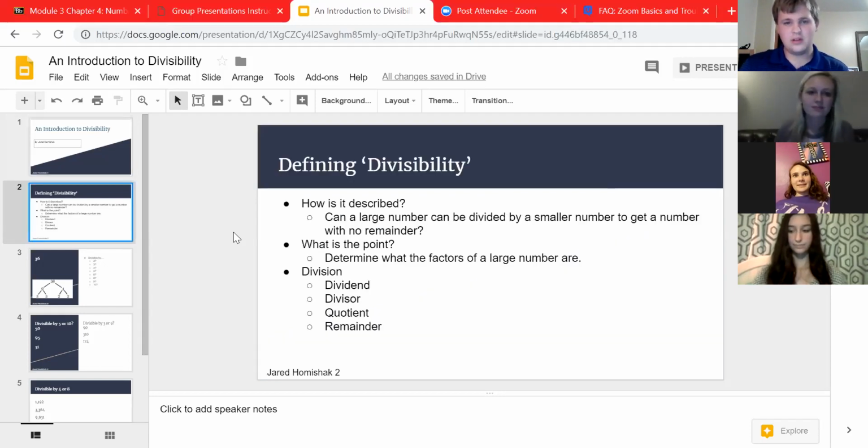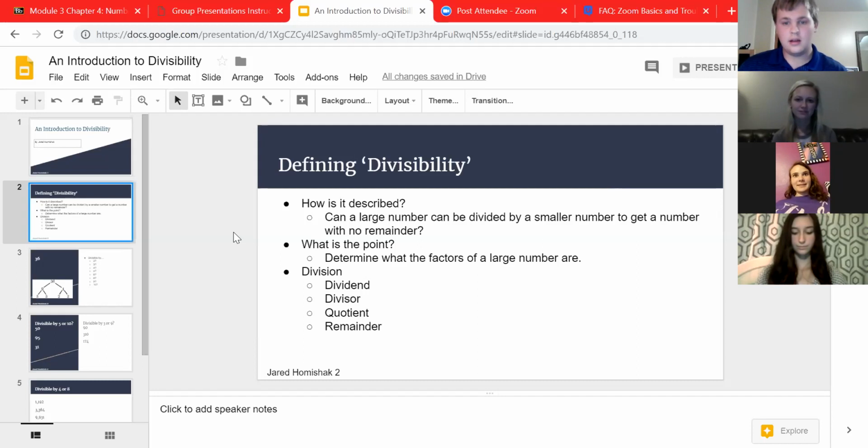Now, let's define divisibility to begin with. How is it described? Well, I think we can rephrase it as a question right on here. Can a large number be divided by a smaller number to get a number with no remainder? That is ultimately the goal. The number is divisible into a larger number only if the number has no remainder and is therefore a whole number. Now, what's the point of all this?